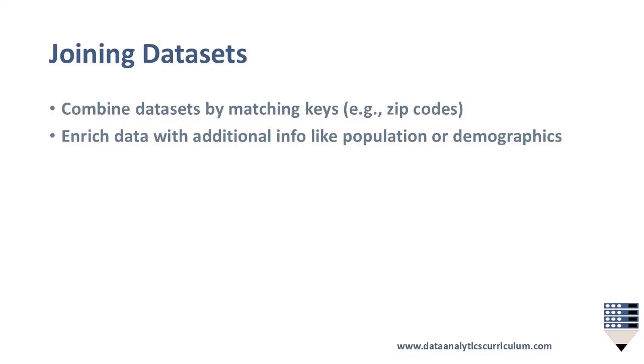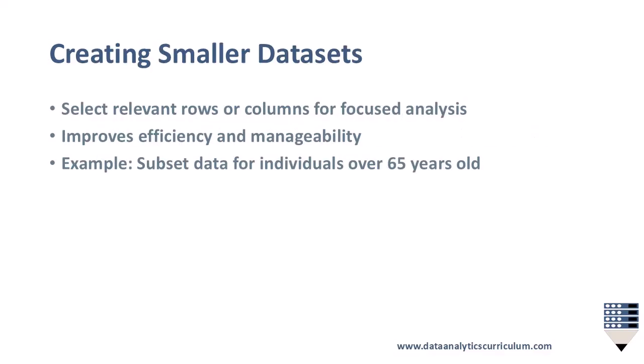Joining datasets. Another powerful restructuring step is joining datasets. This means combining 2 or more datasets based on a shared key, such as a zip code or an ID number. Joining allows you to enrich your data by adding more context. For example, if you have a dataset of schools, you could join it with a population dataset using zip codes to include demographic information.